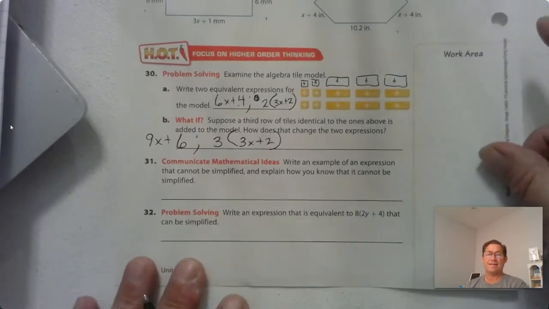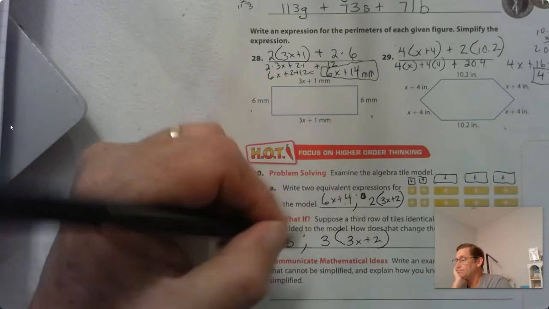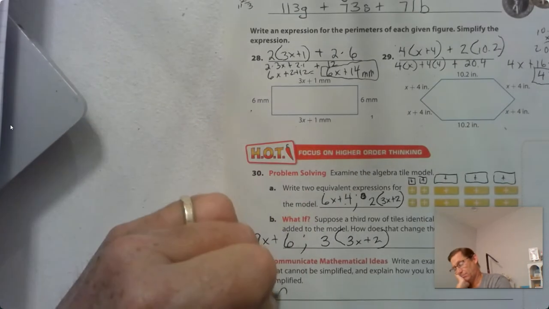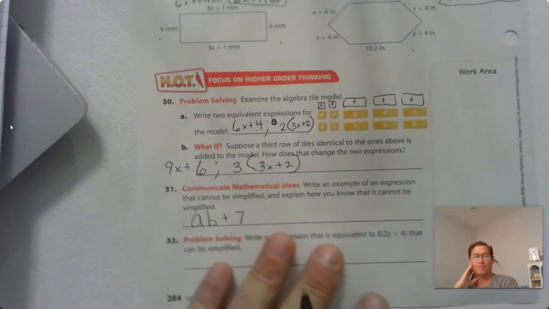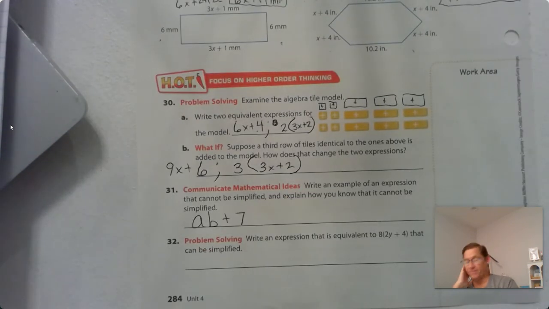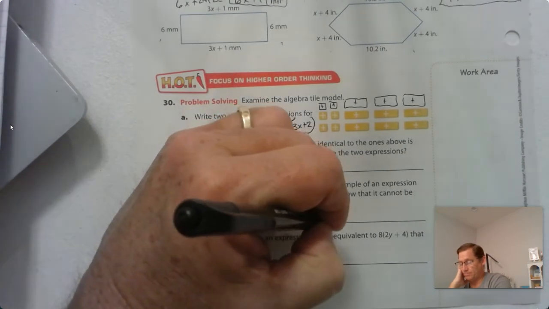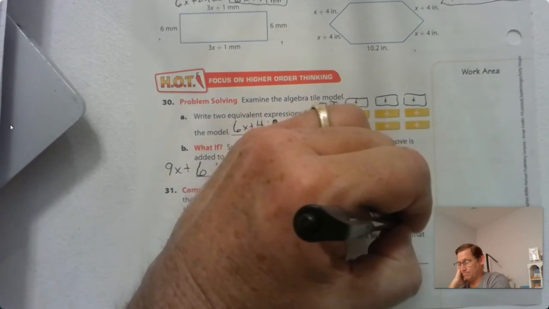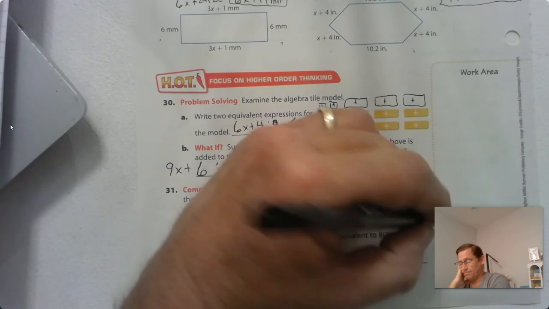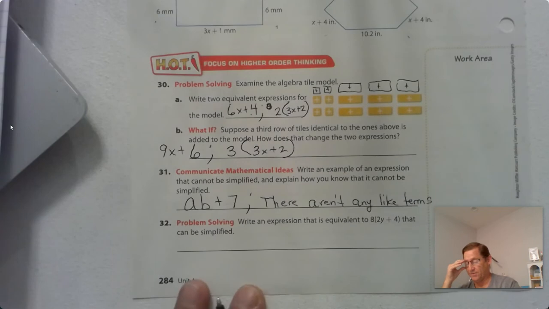All right, 31. Write an example of an expression that cannot be simplified and explain how you know that it cannot be simplified. Okay, well, something like a times b plus 7. How do I know that it cannot be simplified? Well, there aren't any like terms. And there's nothing to substitute for a and b, so that's it. That's all I can do.